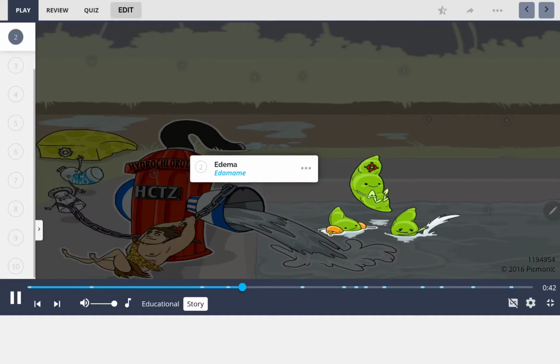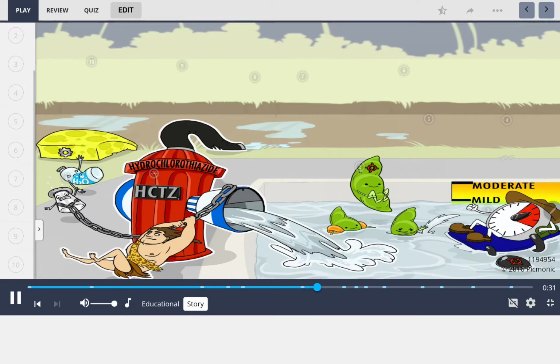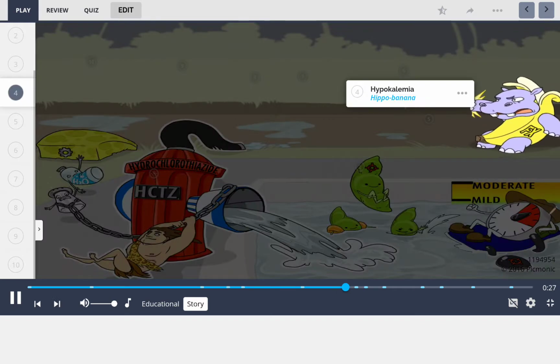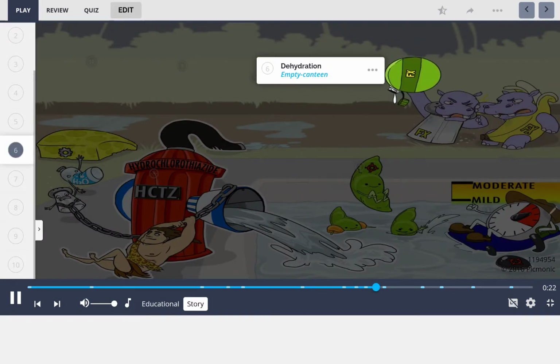The hydrant is sucking water away from the local area to fill a pool, where the neighborhood edamame are doing cannonballs and splashing a hiker BP, who's bobbing around on his inflated blood pressure cuff, as the pool is filled between mild and moderate levels. There are many side effects from the hydrant sucking away all the neighborhood's water, though. The nearby river goes dry, and a hippo banana fights with a hippo salt shaker over the last drop of water from an empty canteen.